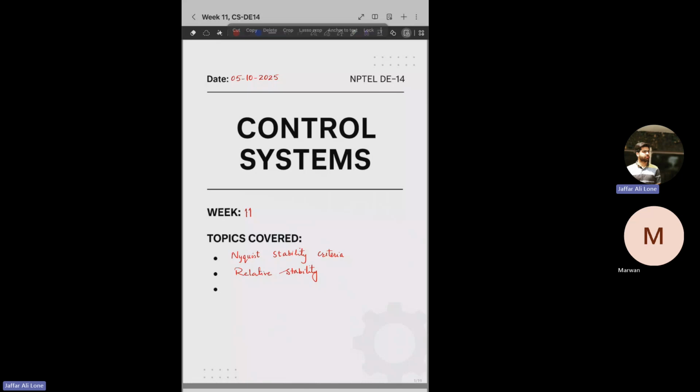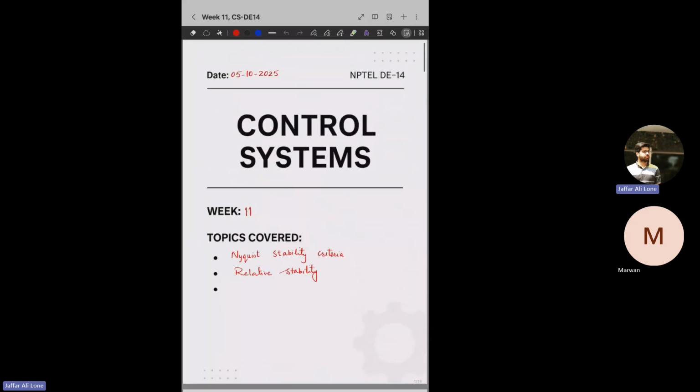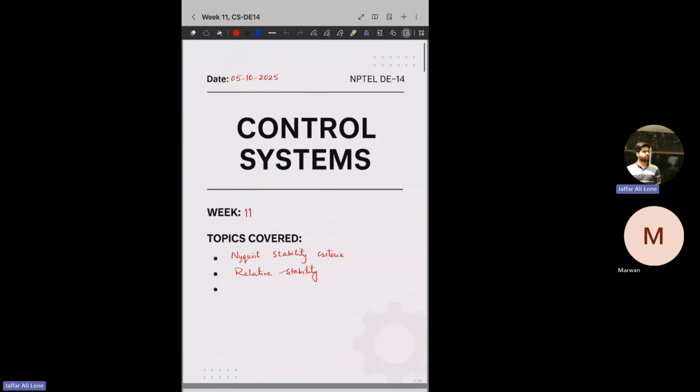Today we'll be discussing what you have covered in the last week. You have already covered Nyquist stability criteria and relative stability like gain margin, phase margin, etc. So today we will be solving problems on the same topics, right? But once again, I repeat, if you're coming to this session, I'm assuming you have gone through the lectures, the assignments, the notes, and at least attempted the assignment.